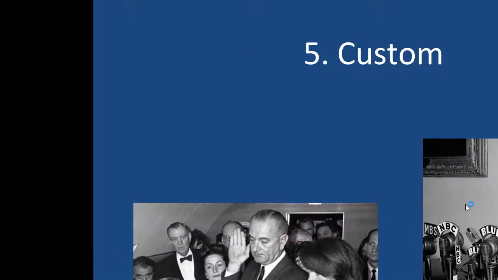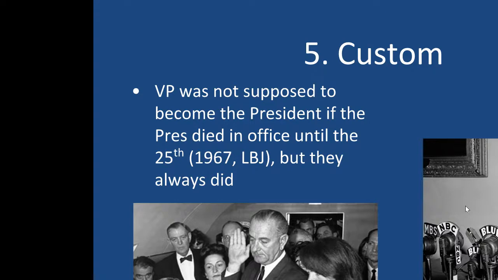Okay, and the fifth and final way it changes is through custom, and that's just how things are done, right? The two examples that you'll see are on the left, when John F. Kennedy was killed in 1963, Lyndon B. Johnson. If anybody knows what Lyndon B. Johnson's middle name is, you get way bonus heart points for that, and you can fill it on your notes. I'll give you a few seconds to think of it, but if you know it, go ahead and write it in now.